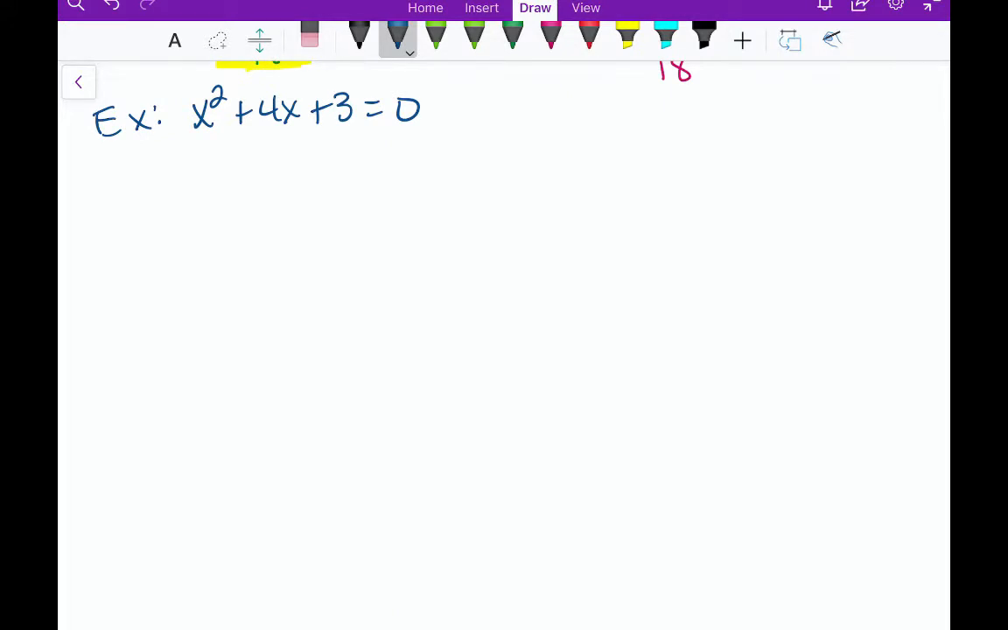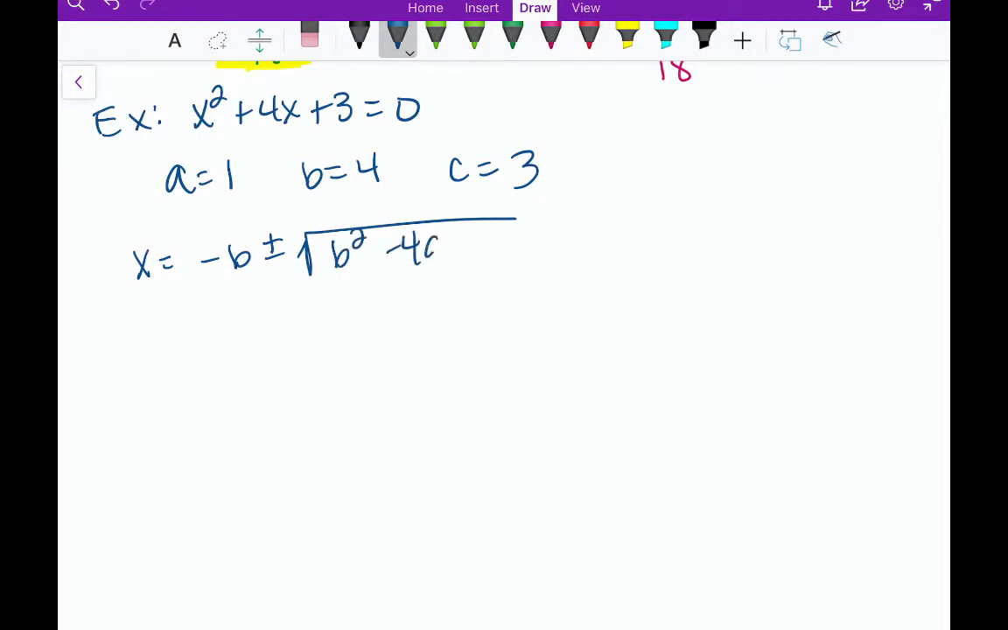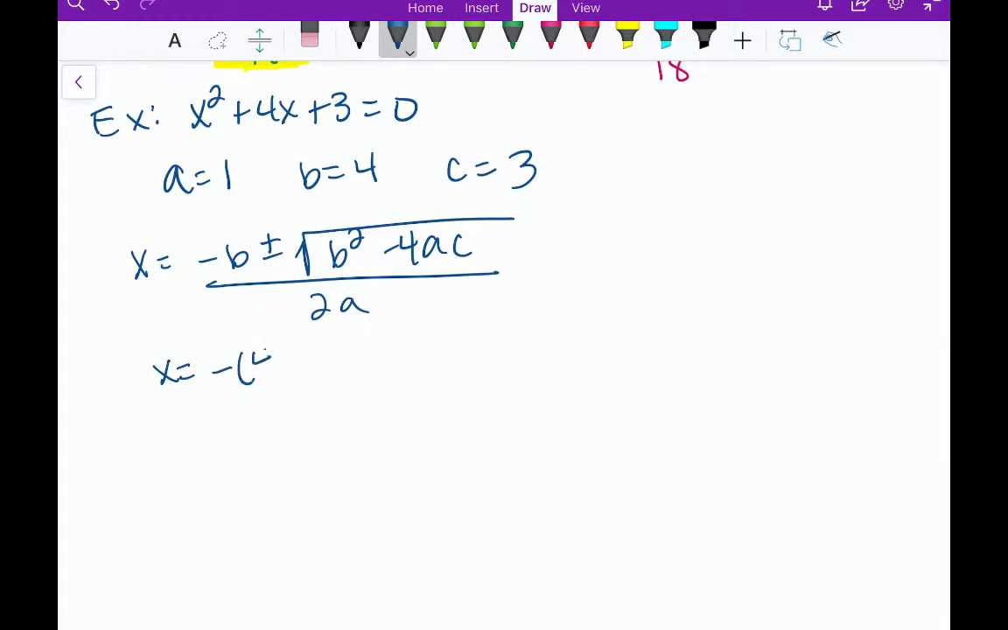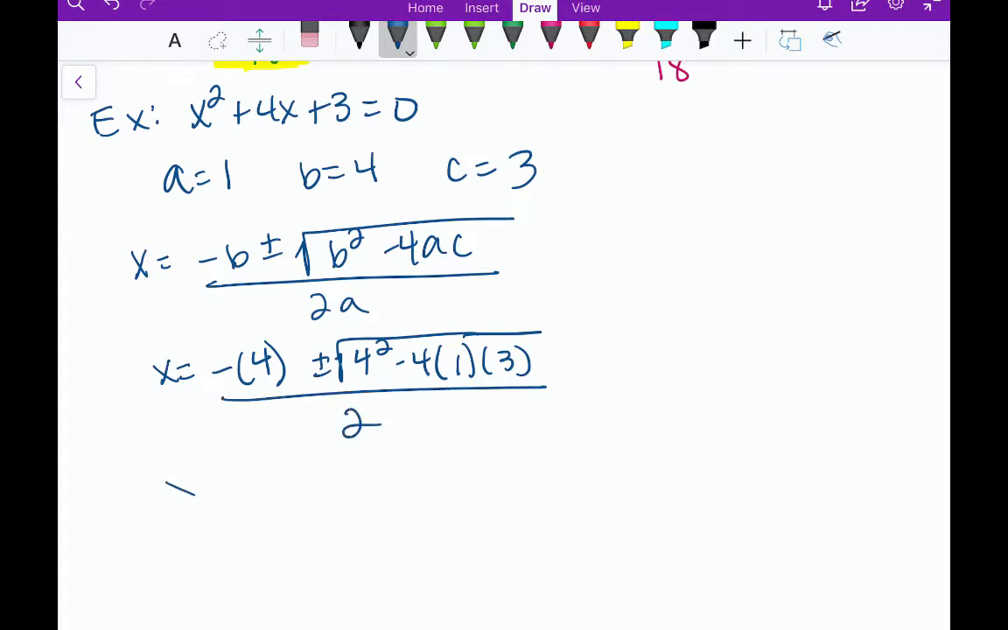Last problem here, x squared plus 4x plus 3 equals 0. Again, it's already set equal to 0, so we are ready to solve. A equals 1, B equals 4, and C equals 3. x equals negative B plus or minus the square root of B squared minus 4AC, all over 2A. x equals negative 4 plus or minus the square root of 4 squared minus 4 times 1 times 3, all over 2 times 1, which is 2.